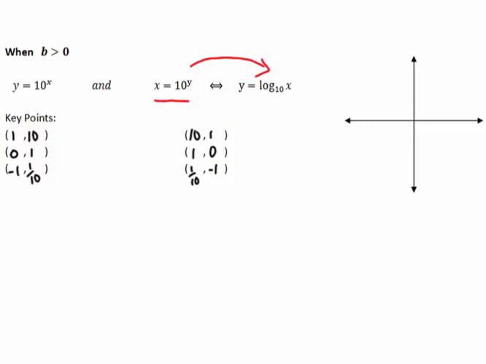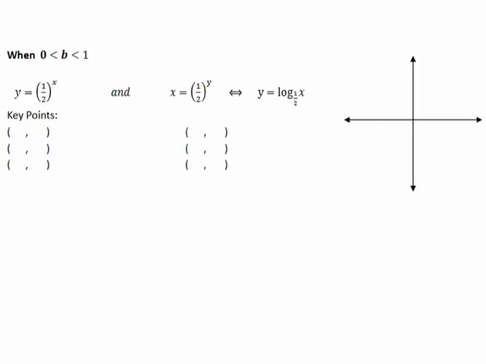So when b is greater than 1, we can get those points. And if we were doing a sketch, we could say here is 1, 0, 10 and 1 will be way out here. 1/10 and negative 1 is somewhere down here. And we have a graph that looks like so.